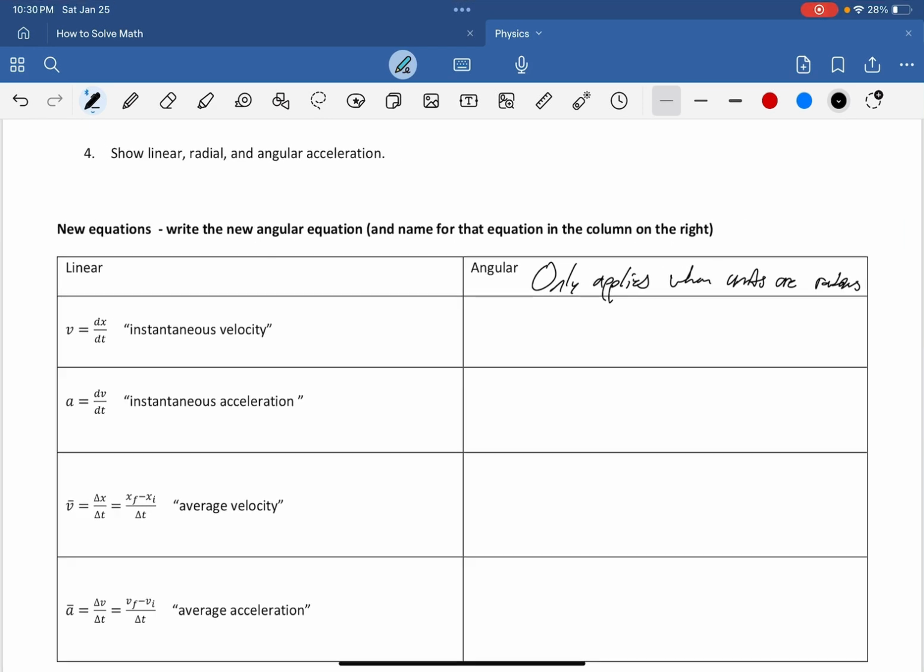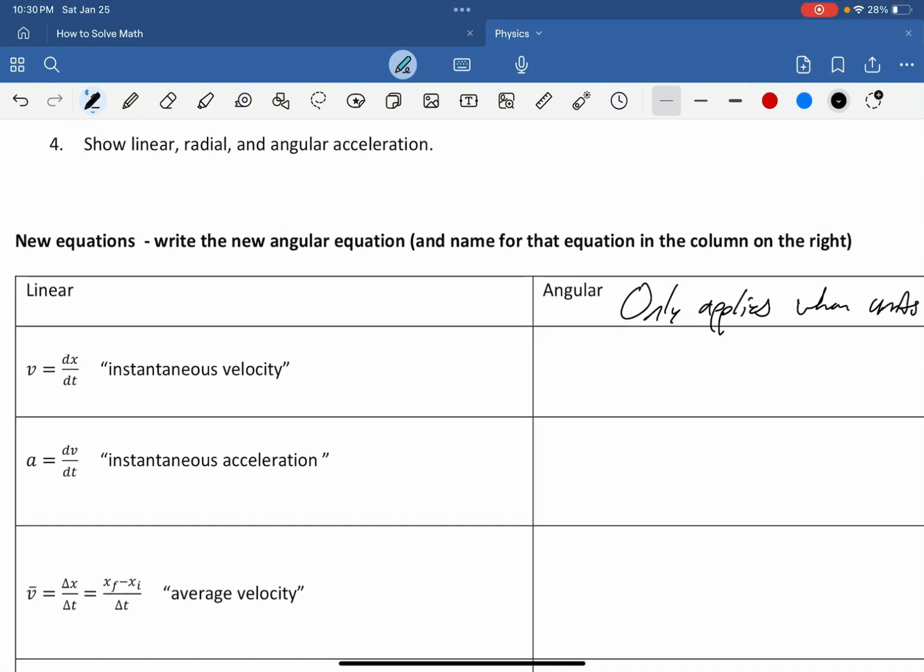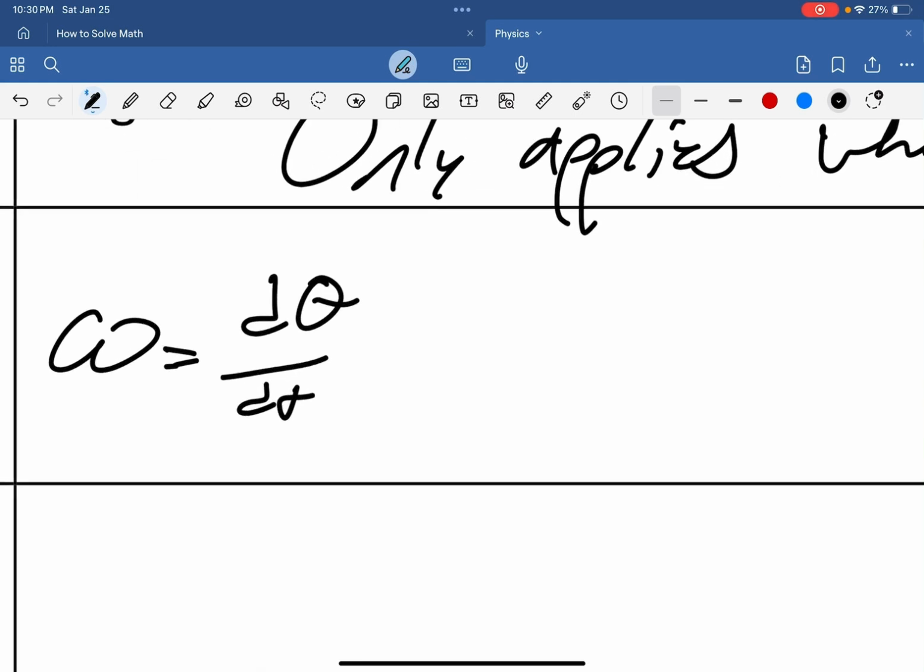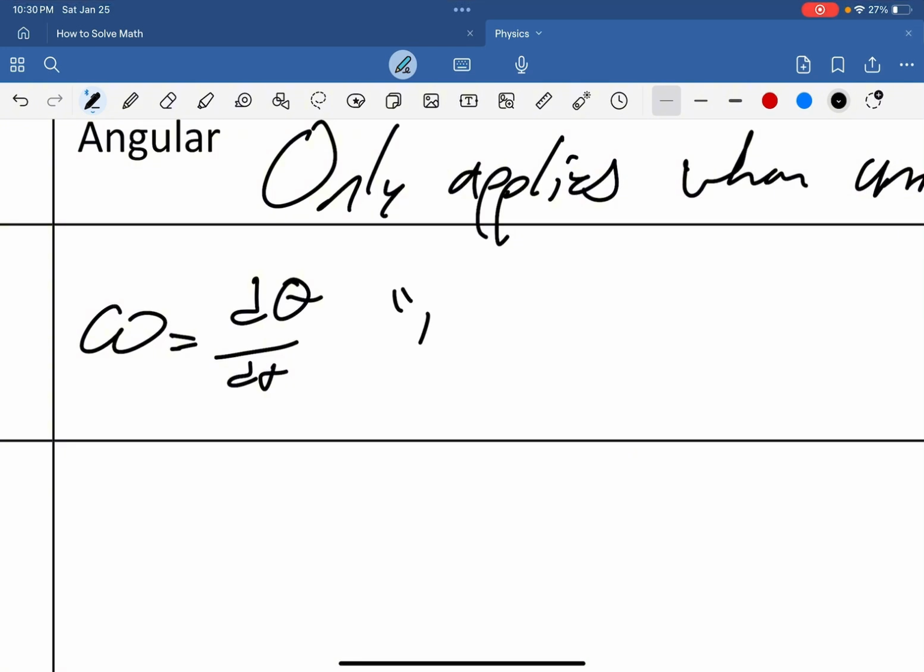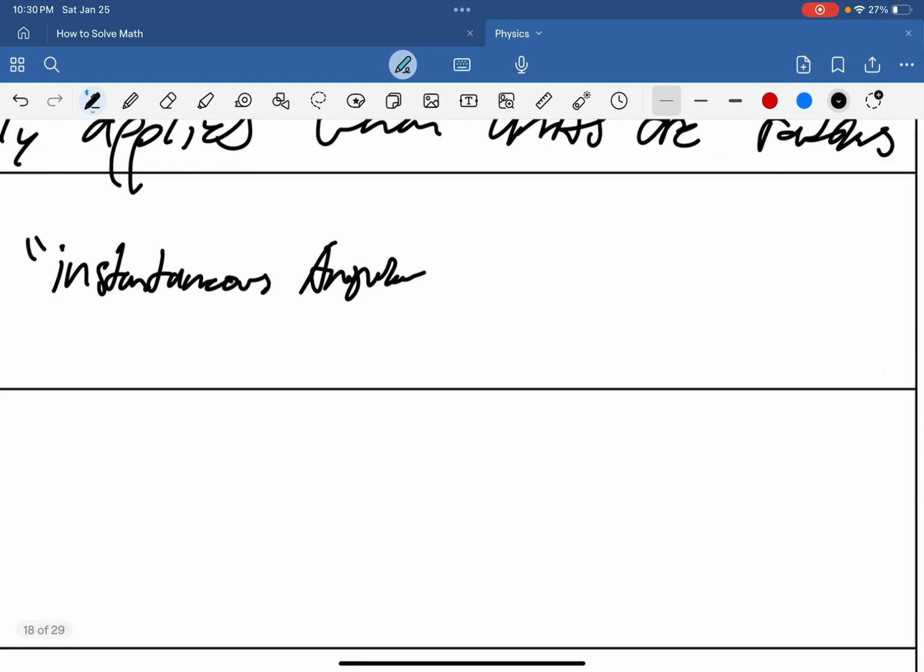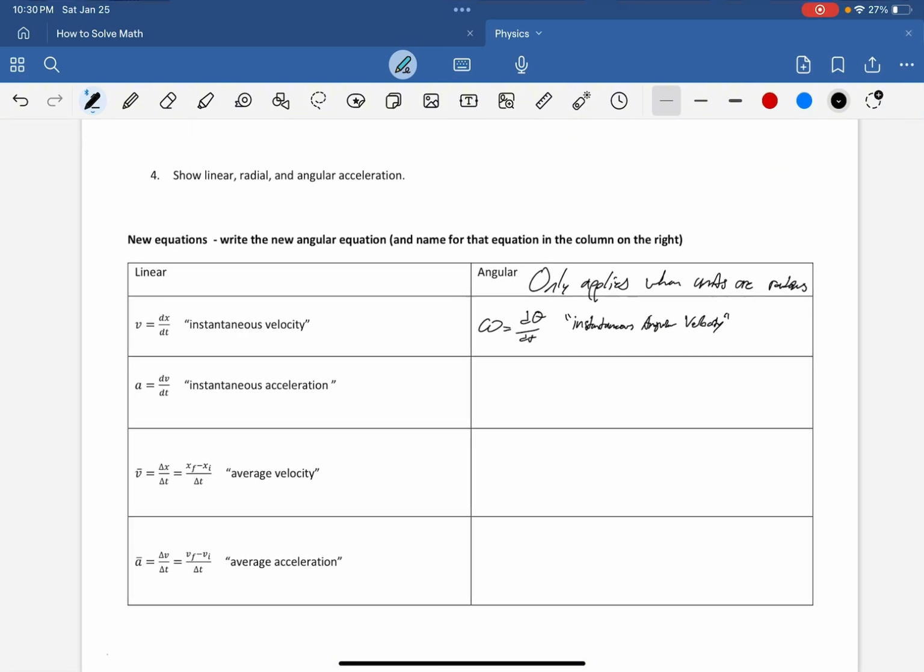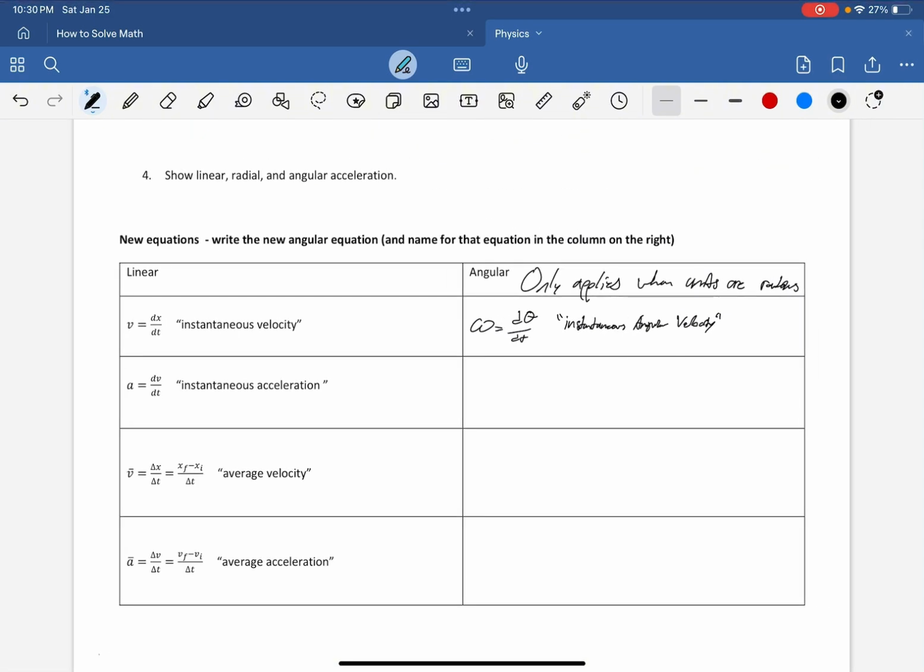We know that instantaneous velocity is dx over dt. So omega is going to be d theta over dt. This means instantaneous angular velocity. All right, not a parentheses. Come on, there we go. Instantaneous angular velocity, and the exact same pattern is going to apply to alpha.